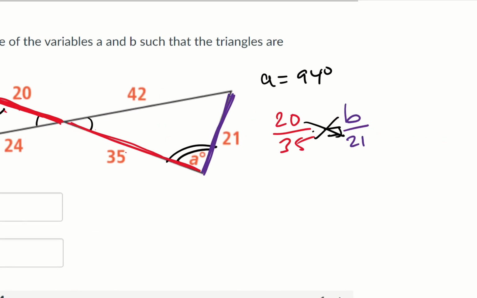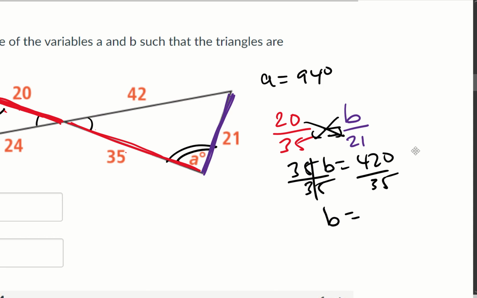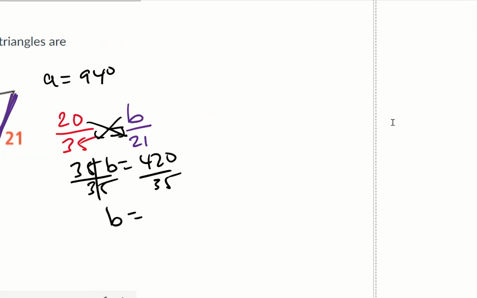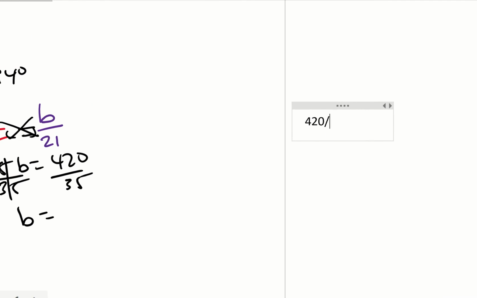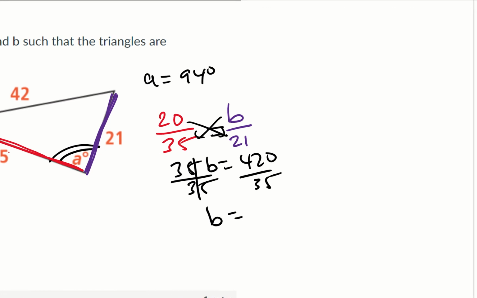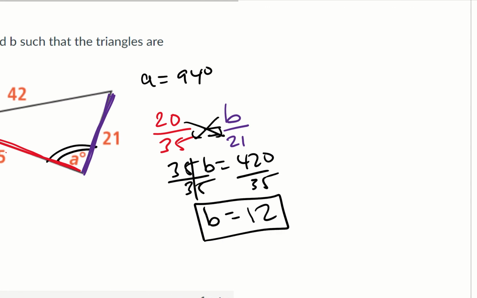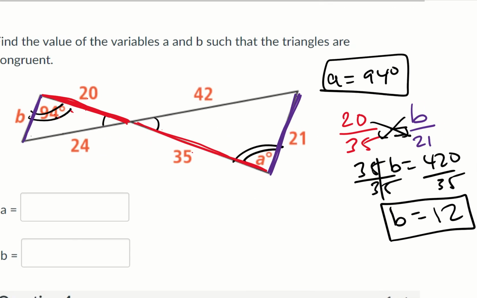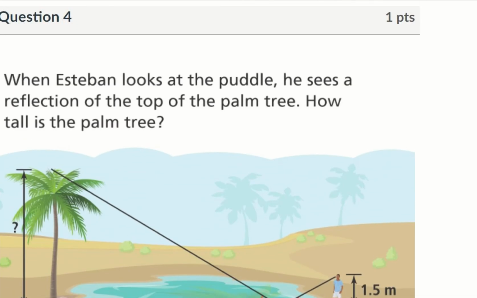So let's cross multiply. We got 35B equals 420. Divide by 35 on both sides. So we'll do 420 divided by 35 here. And you get 12. So B is equal to 12. And we just said that A was equal to 94 by using those transformations. We were able to tell that. All right, so that takes care of that question.